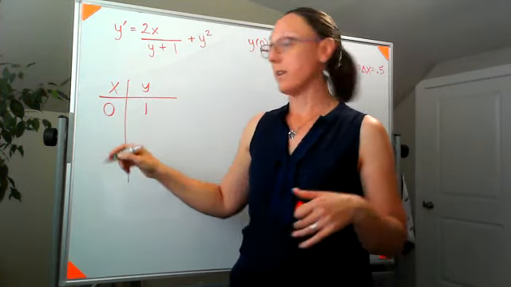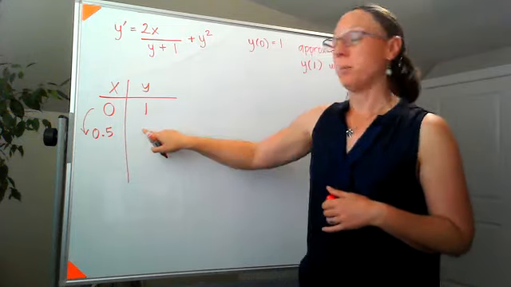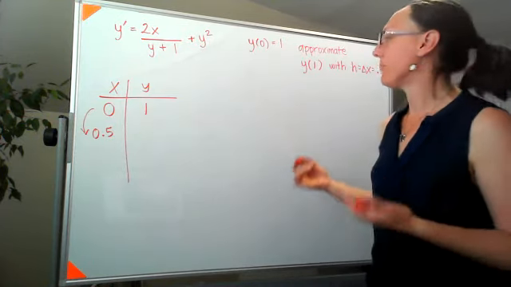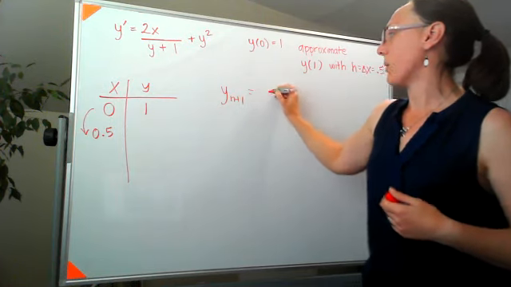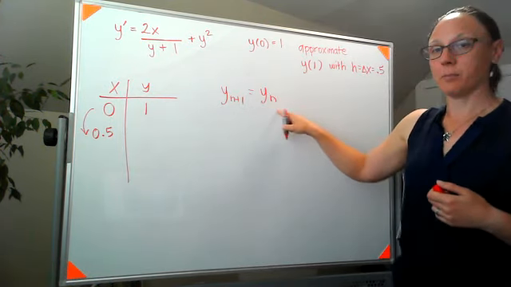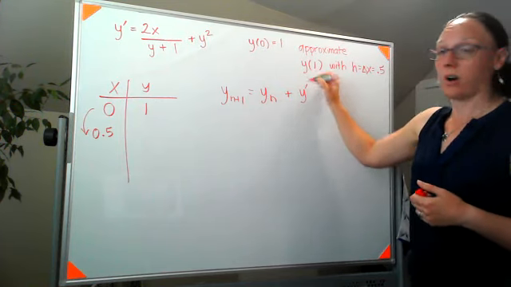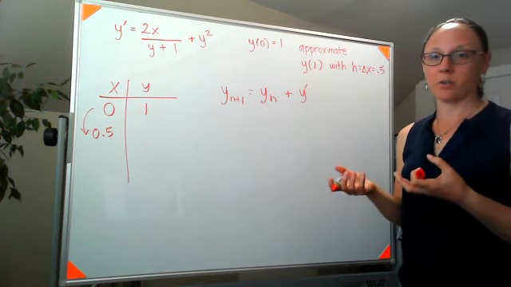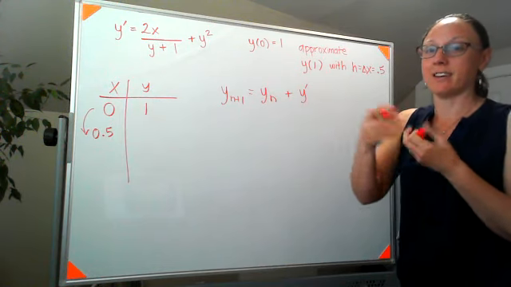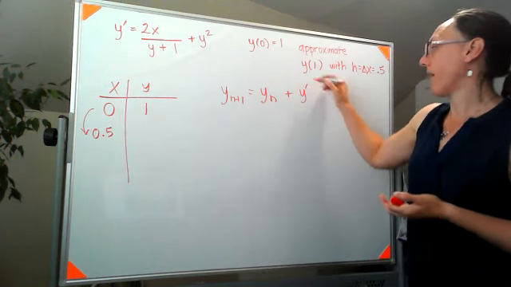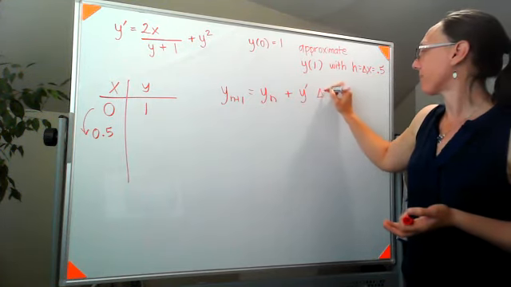And after I take 1 step, I'm going to be at an x of 0.5. But to figure out the y value I'm going to be at, we need Euler's equation, which says y sub n plus 1 is equal to y sub n, the place I'm at, plus y prime, or our slope, because the whole idea behind Euler's method is I'm starting somewhere, I'm following the slope for a little bit of distance to get to a new y value. So I'll have y prime times delta x, or h.